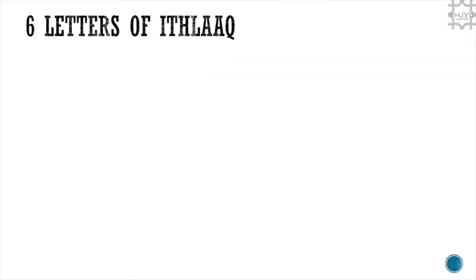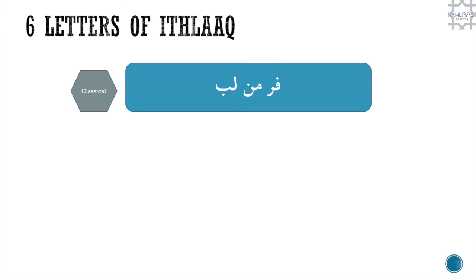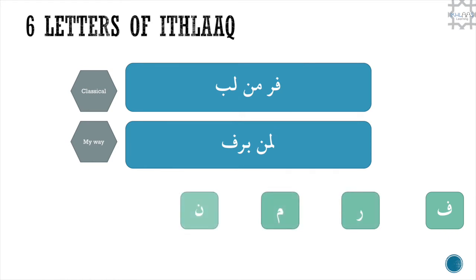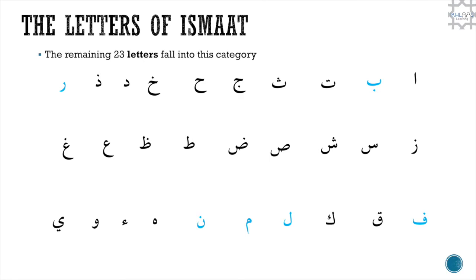There are 6 letters of ithlaaq, and the easy way to remember this is fir min lub, or my way, which is lemon baraf. The letters are fa, ra, mim, noon, lam, and ba. The remaining 23 letters fall into the category of al-ismat.